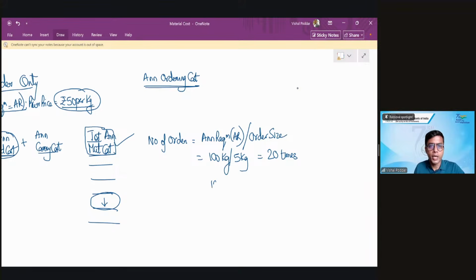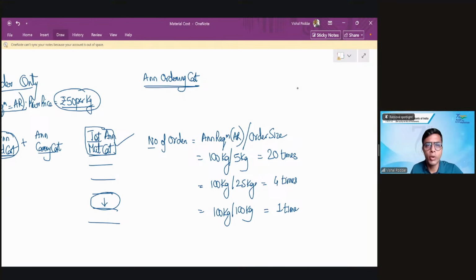Let us say, in another option, I have selected 25 kgs as my order size. That is, every time I will be placing an order of 25 kgs. Then 4 times in the year I will be placing the order. Similarly, if I have selected 100 kgs as my order size, that is I will buy 100 kgs only, it means I have to go to the market only one time.